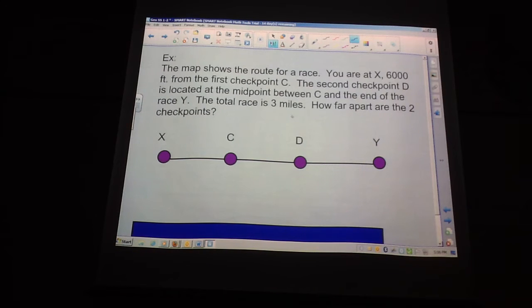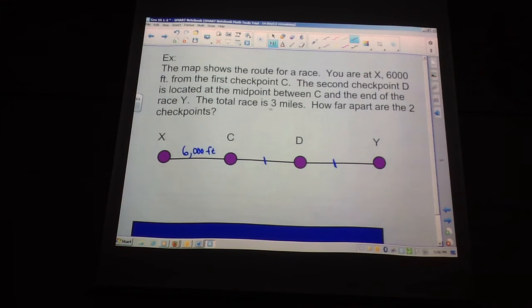Alright, the next page here, we got an example to do. It says the map shows a route for the race. You are at X, which is right down here, and that's 6,000 feet from the first checkpoint C. So I'm going to go ahead and mark the 6,000 as we walk through this. And then it says the second checkpoint D is located at the midpoint between C and the end of the race Y. So this is the midpoint between C and Y, so that is going to put this and this segment congruent, or the same distance.